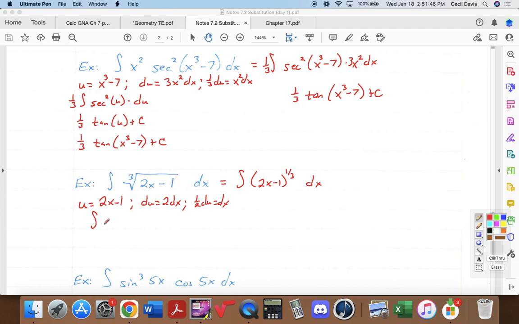So now we'll have the integral of u to the 1/3 times 1/2 du. Taking the antiderivative and keeping the 1/2, this would be 3/4 of u to the 4/3 plus a constant. Which gives me 3/8 of 2x minus 1 to the 4/3 power plus a constant.